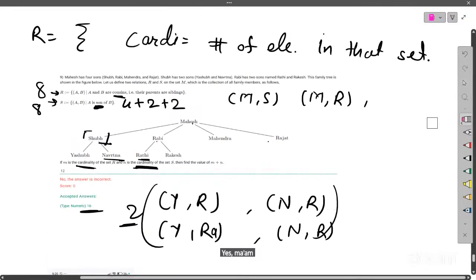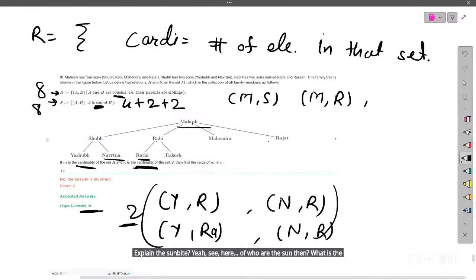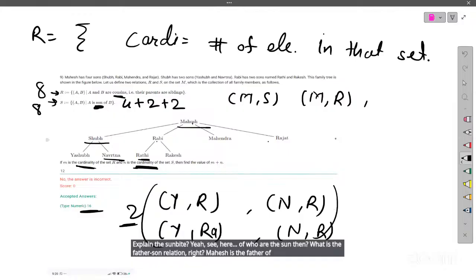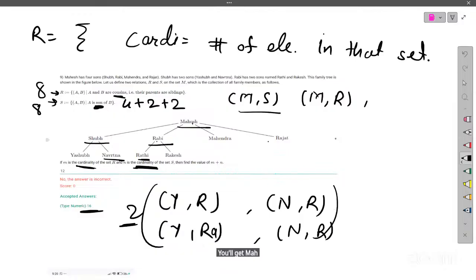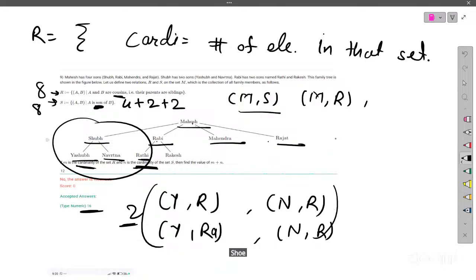Yeah, see here, who are the sons then? What is the father-son relation, right? Mahesh is the father of Shubh, so you'll get one pair, Mahesh and Shubh. You'll get Mahesh and Rabi, the second pair. You'll get Mahesh and Mahindra, third pair. Mahesh and Rajat, fourth pair, right? But here also you have a father-son relation, na? Shubh is the father of Yashub, right? A is the son of B, but B is not a son of A, na? So the other way around we don't have to check.